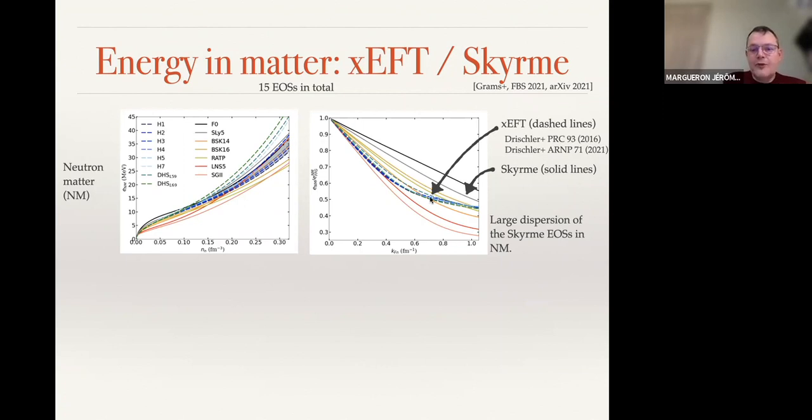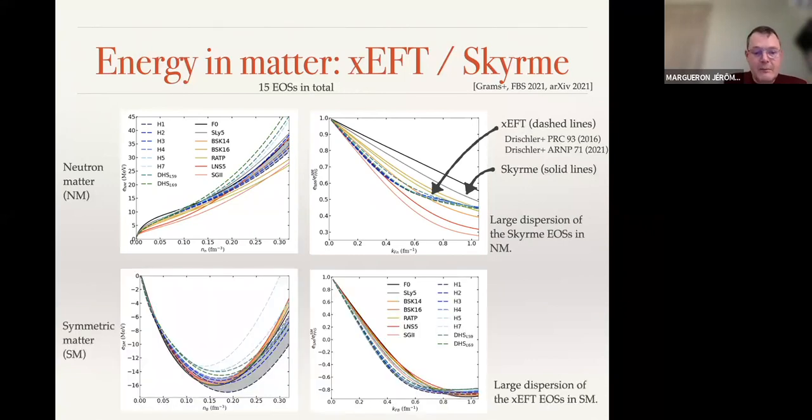What we can observe here is that there is a very small dispersion in neutron matter based on the chiral EFT predictions, while the Skyrme suggests a very wide dispersion. So, there is a big source of uncertainty on Skyrme interactions in neutron matter, which is not present, or is much reduced, when we employ chiral EFT.